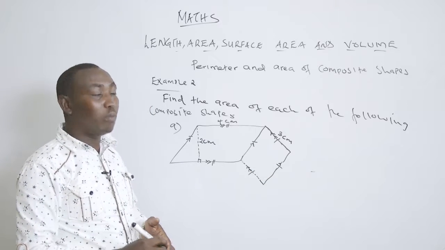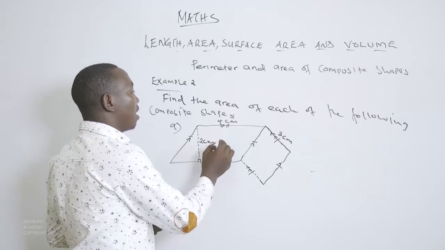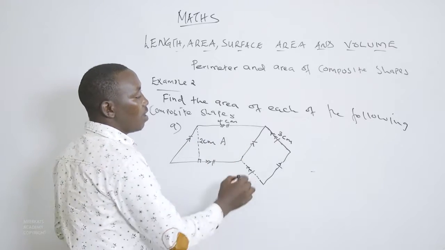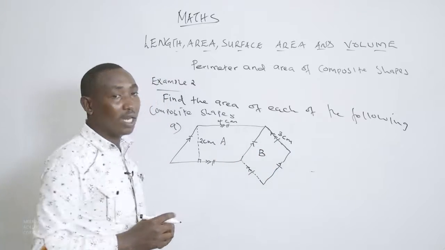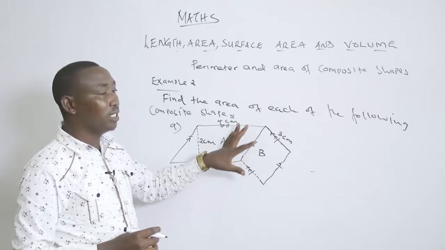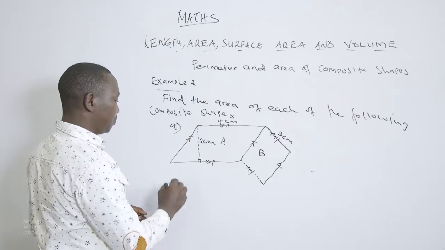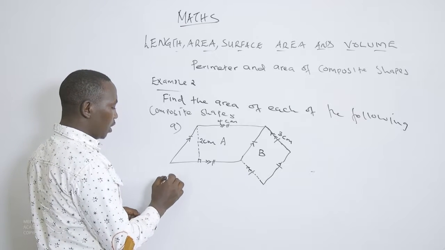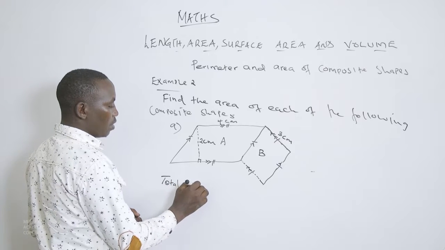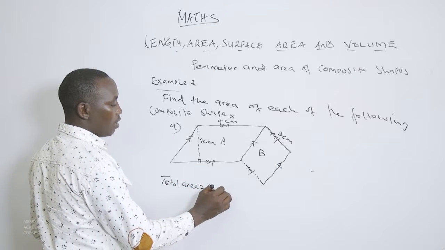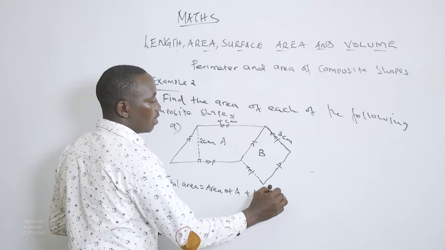And again, for us to find the area of this particular composite shape, we need to find the area of this part A, which is a parallelogram. We need to get the area of this, let us call it part B, which is a square measuring 3 by 3 centimeters. So total area will be given by the area of part A plus the area of part B.